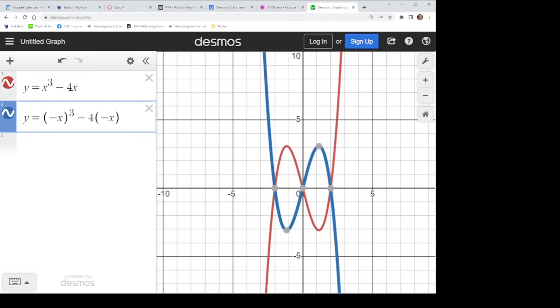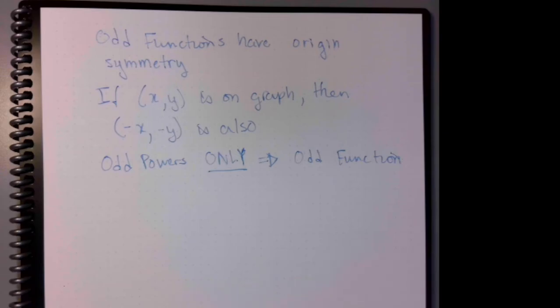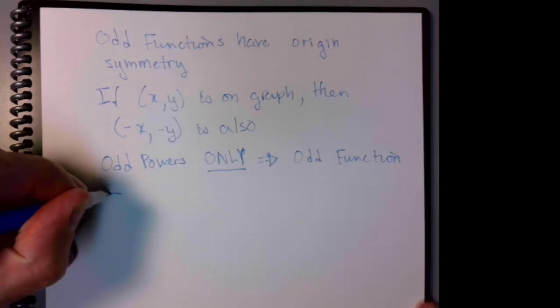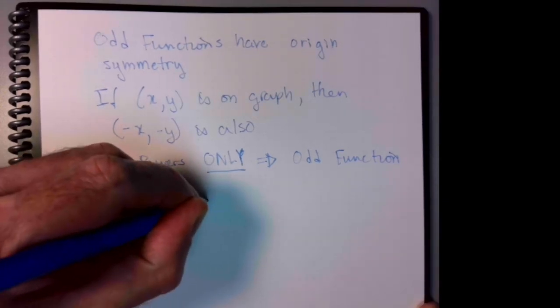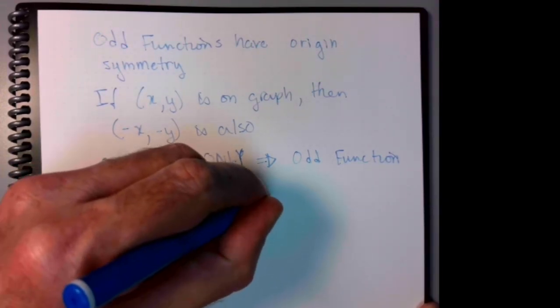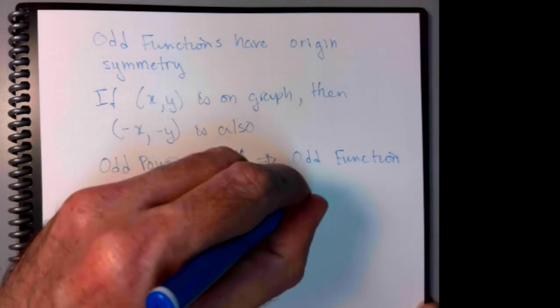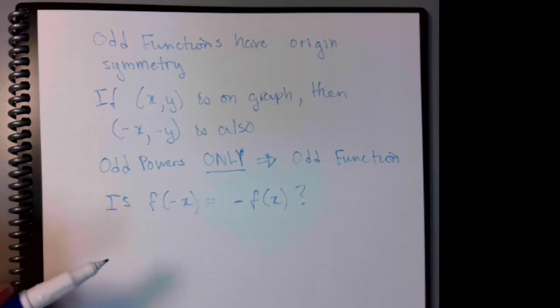And the test for an odd function is this. Is f of negative x equal to negative f of x? If that's true, then you're dealing with an odd function.